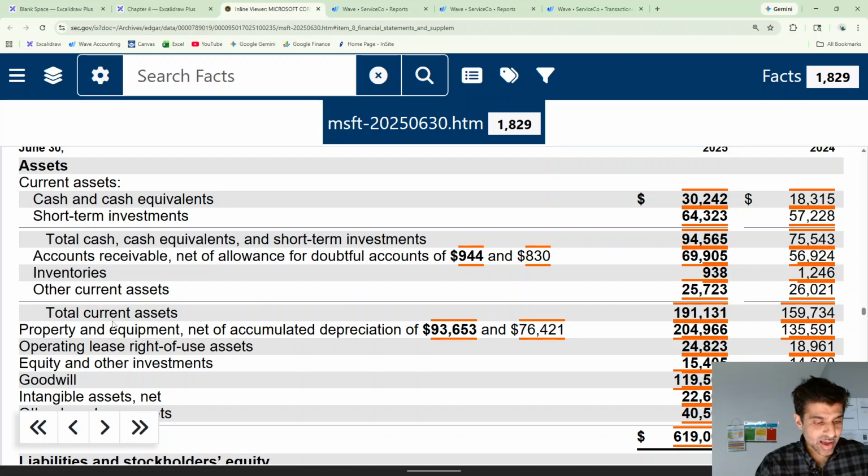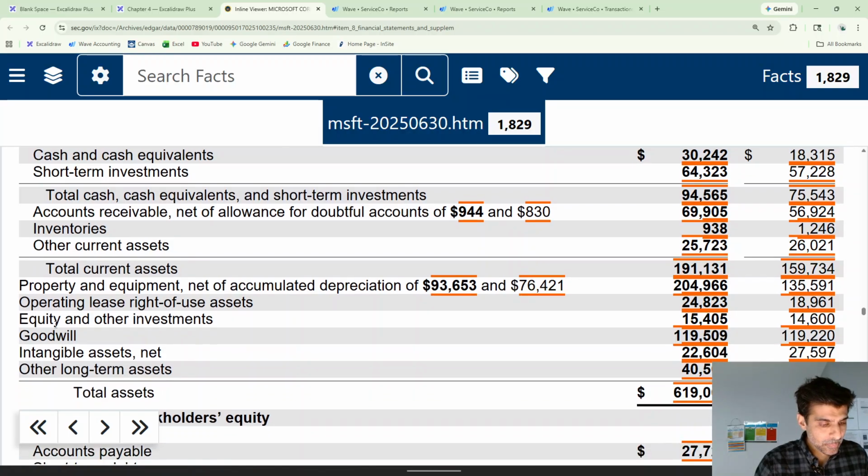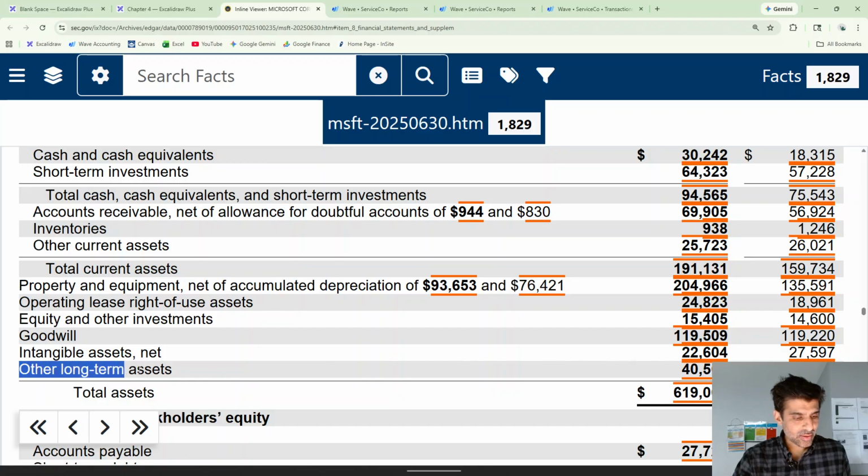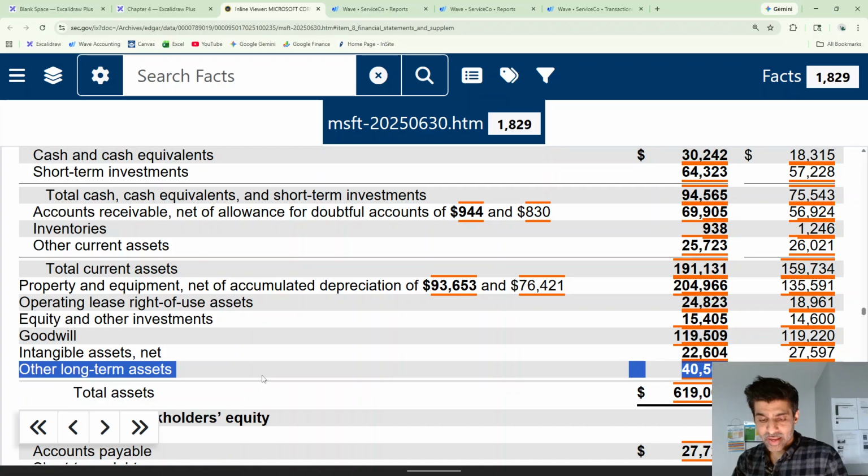Okay, so next they have property, plant, and equipment. So this is another type of asset that they're listing as a separate line item. Operating lease rights of use assets. What this is exactly, I don't know. We'd have to read. You can see they've put their goodwill and intangible assets towards the bottom, and then their other long-term assets, just all the random stuff that they own that doesn't fit within these other categories. They have a line item for that, and then they basically just add everything up. Okay, so this is their total assets.